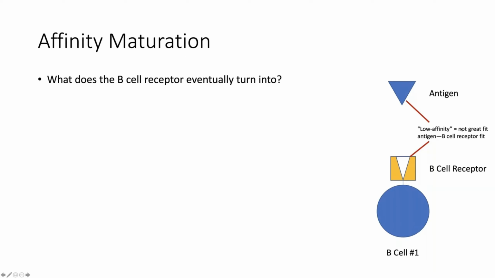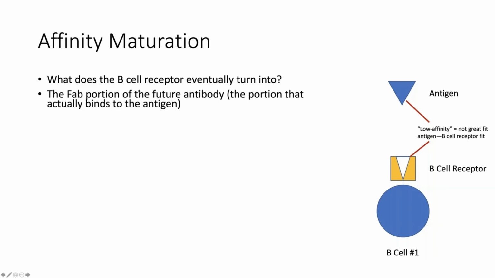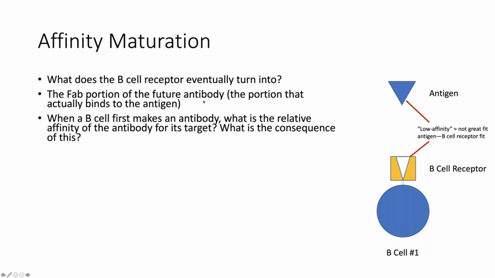So let's go to, I think we're on Zach now. So Zach, what does the B cell receptor eventually turn into? We talked about this. Eventually turns into an antibody. Yeah. So technically it's the Fab portion of the B cell receptor. Oh, okay, yeah. But yeah, it's the antibody, right?